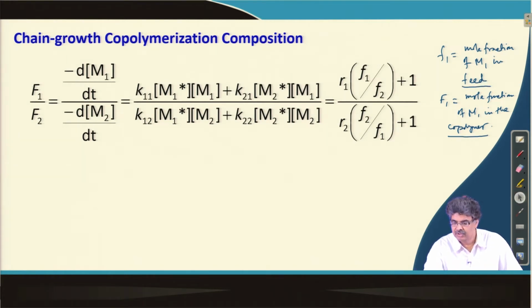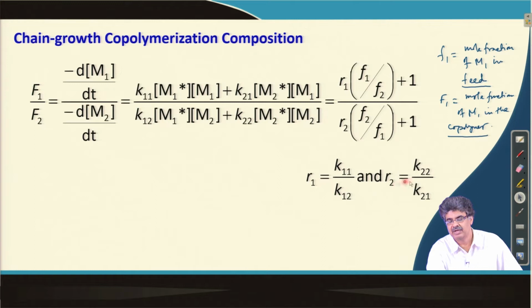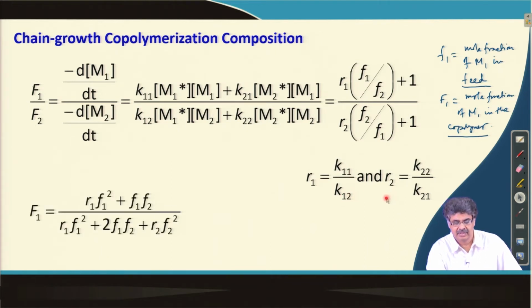And r1 is K11 by K12, r2 is K22 by K21. These are the ratios of the rate constants for homopolymerization or the homo reaction to those for the cross reactions. So, if we simplify this, we can get this expression for F1. Similarly, we can get F2, or we can just get F2 as 1 minus F1. Similarly, for the mole fraction in the feed, we can get f2 is equal to 1 minus f1.